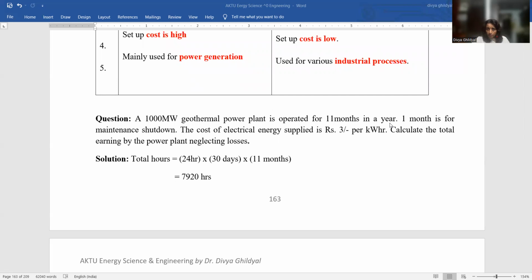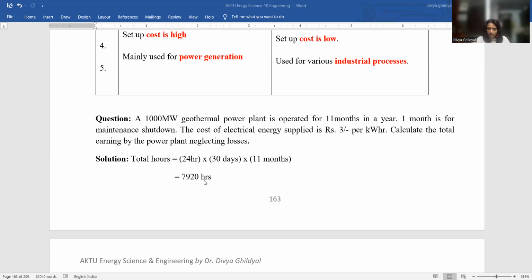Now, what is the problem with this numerical? I will either have to convert this 11 months into hours. This is what I have done. See, months, 12 months, 11 months, 24 hours in 1 day, and 1 month 30 days. So 24 into 30 into 11, 7920 hours. 1 month is for maintenance shutdown.